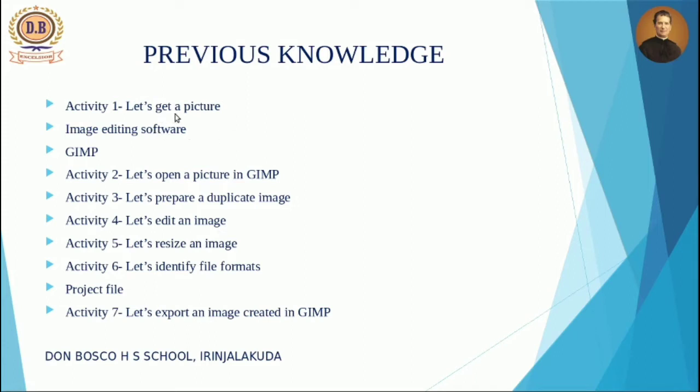Our first activity was Let's Get a Picture. We have discussed various methods by which we can get pictures in our computer. Then we have learned the names of some image editing softwares like GIMP, Inkscape, MyPaint, Xpaint, Pencil, etc. Then we have learned what is GIMP. GIMP is an image editing software.